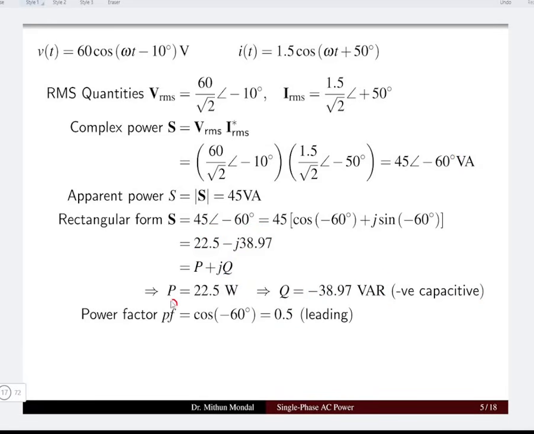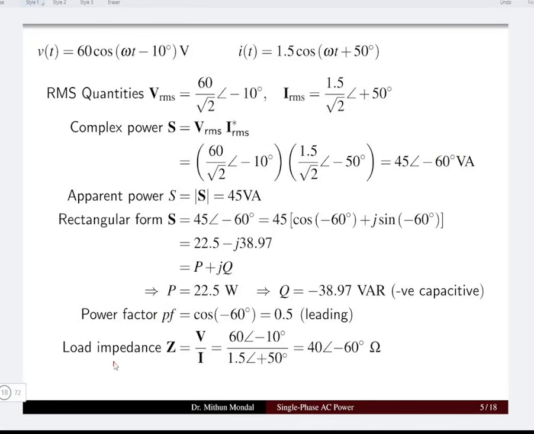The power factor can be determined as the cosine of the angle between the voltage and the current. Here we can see that the angle is 60 degree in the complex power, then we can take minus 60 degree, so it is 0.5 leading, and the negative is coming because it is a capacitive load.